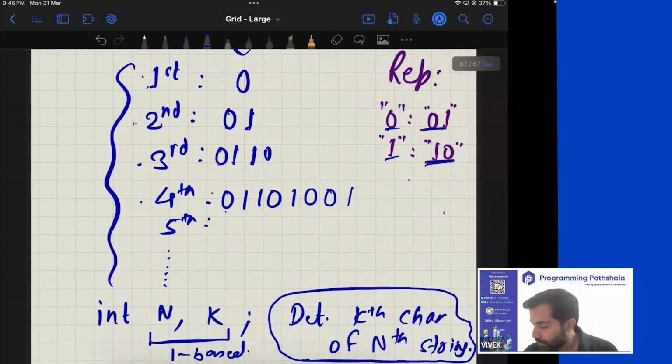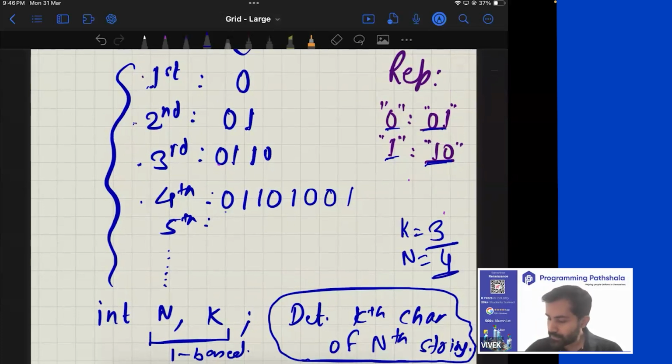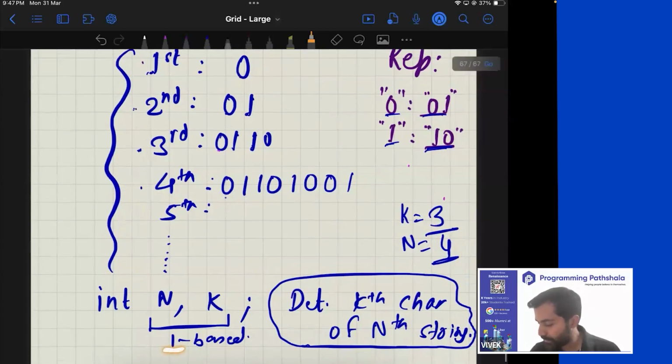So let's take an example. Let's say the value of k is 3 and value of n is 4, what will be the output? What is the third character of the fourth string? So if you look, the fourth string is this. This is the first character, this is the second, and that is the third character. So my output should be 3. I'm telling it again, my indexes are 1 based, okay? That is just a convention that I'm abiding. This is first index, this is second index, this is third index. So my output should be 3 in this case, okay?